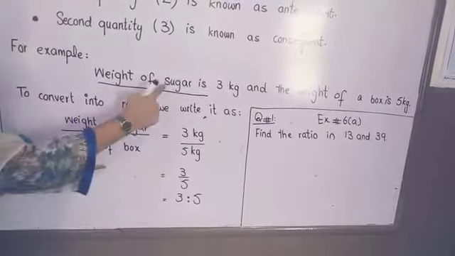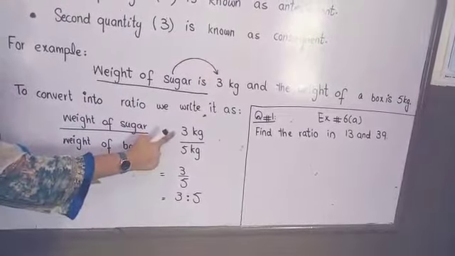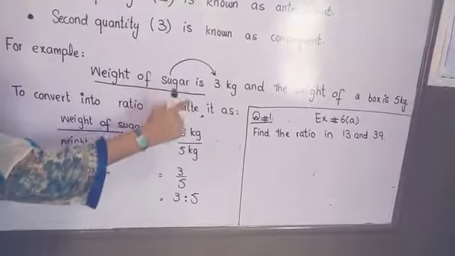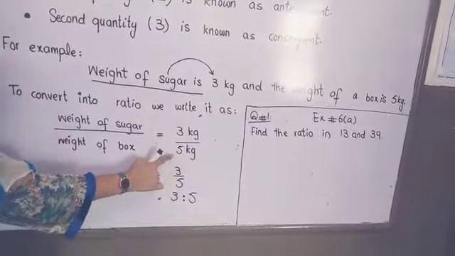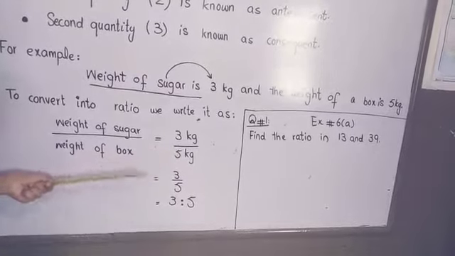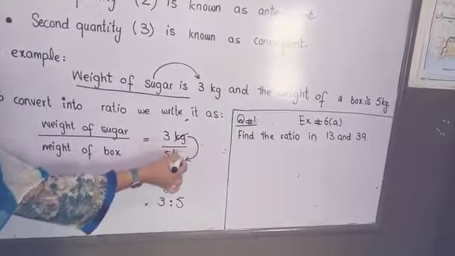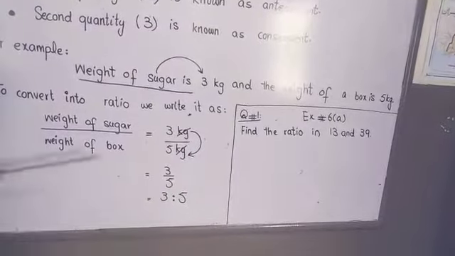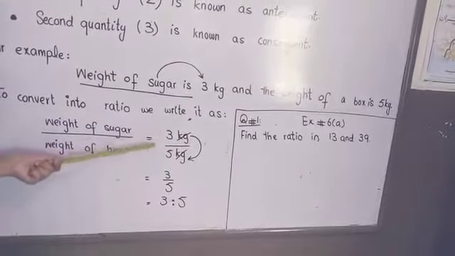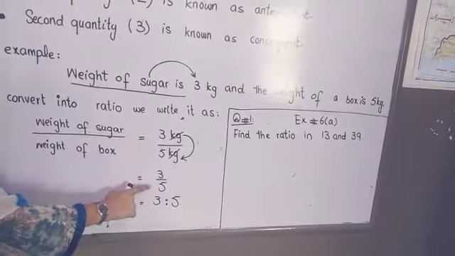Same like this, the weight of sugar was 3 kg, so I have written 3 above the line. And the weight of box was 5 kg, so I have written 5 kg below the line. As I described above, these two units will be cancelled by each other because ratio is a comparison and it does not have any unit. So it will be equal to 3 over 5.